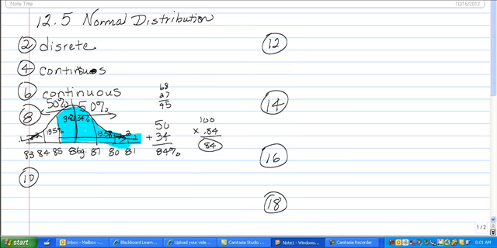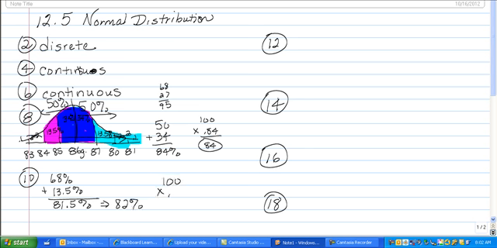Okay, between 84 and 87. So we're looking at 34 and 34 is 68% plus 13.5%, which is 81.5%, so I'm going to round that to 82% since we can't have half a person. So 100 times 0.82 is about 82 people.